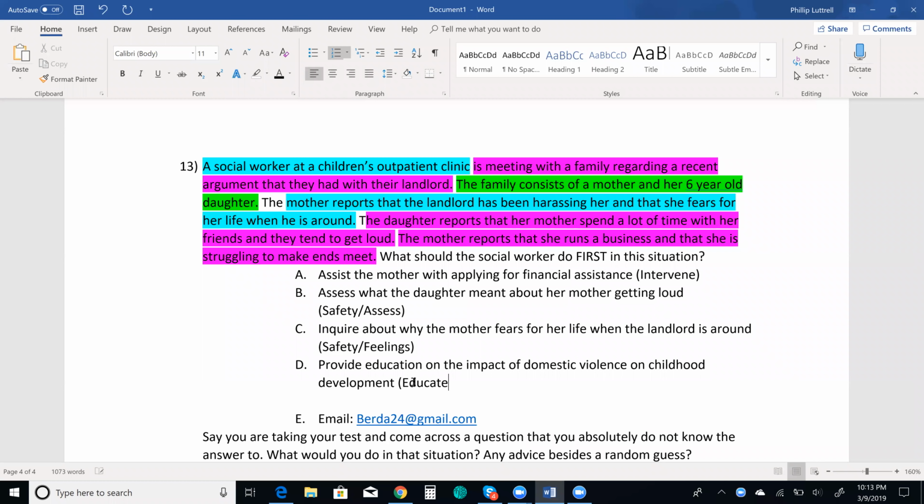Educate. So the correct answer here is going to be C, and then we would do B. C, because C is the most immediate, because she literally said this could be life or death. So that is why that is the correct answer there.